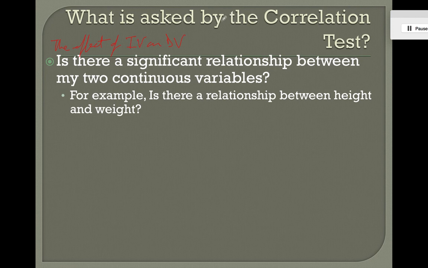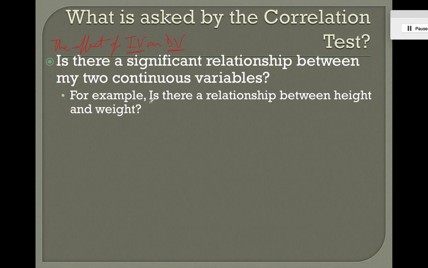Now here, I never told you that you could only use this sentence if you were looking at group differences. I never mentioned that. So here, we still want to use this particular sentence, the effect of the IV on the DV. Now in this particular case, if we look at this sentence and we say to ourselves, is there a significant relationship between my 2 continuous variables? We can more specifically ask the question as follows, now putting in some of our variables. Is there a relationship between height and weight?